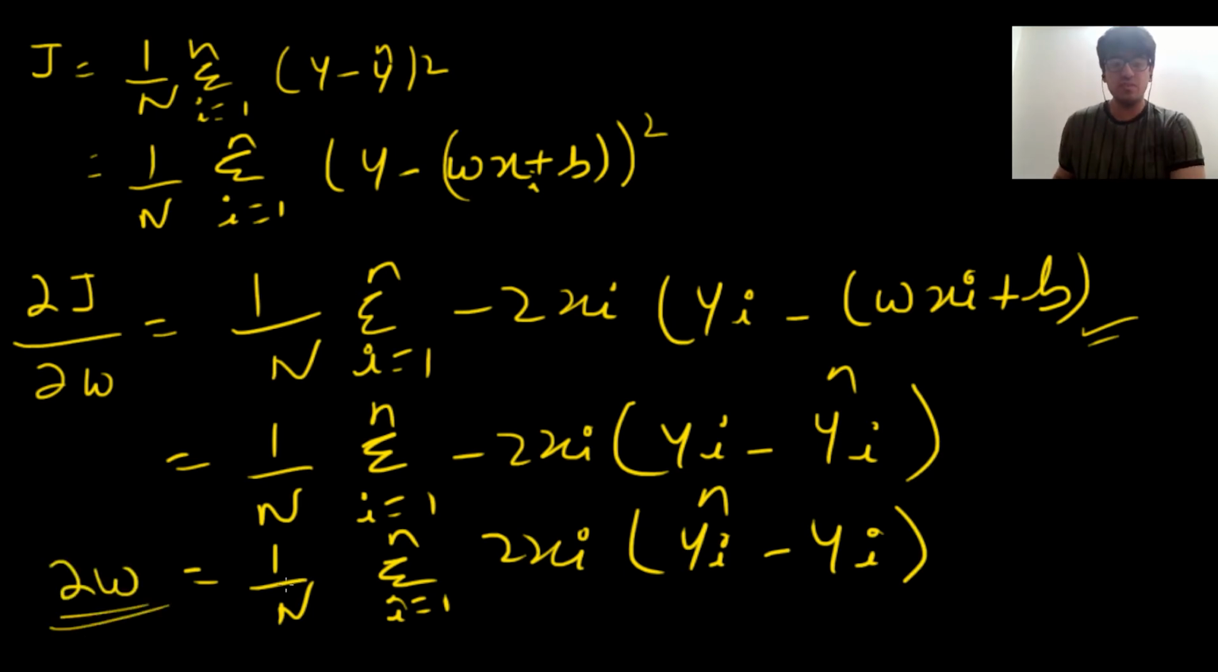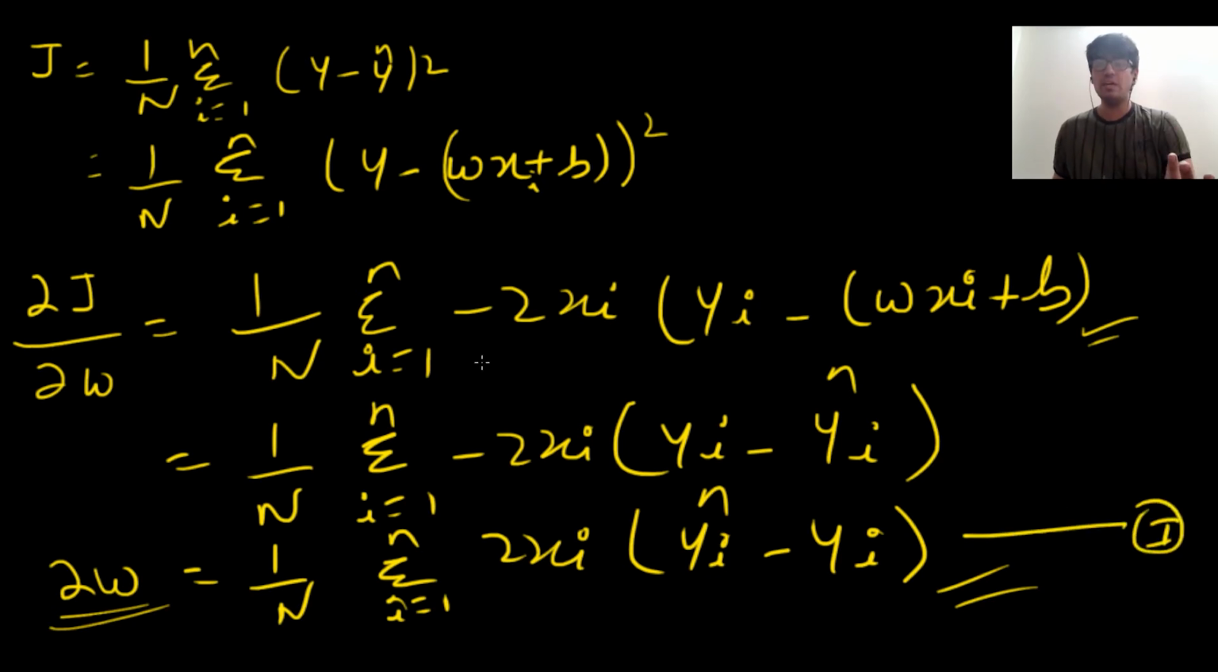So this will be the equation for dw. This is the derivative with respect to w. So we got 1 by n into the summation of i from 1 till n, 2xi into (yi hat minus yi). So this is our equation. Let's just call this equation 1 and keep this in mind. Now we'll do the same thing, except we'll take the derivative with respect to b.